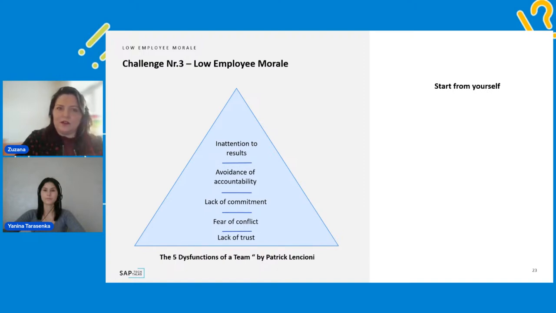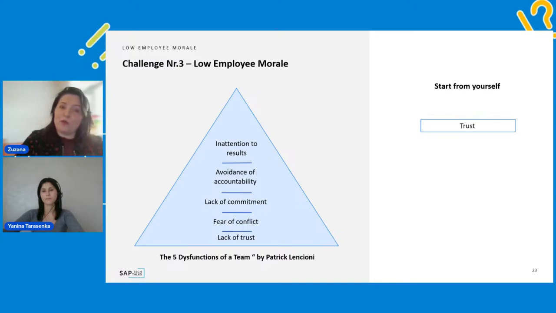Do not wait for others to begin. Start from yourself and be the role model. By being proactive and demonstrating positive behaviors, managers can become role models for their team and contribute to improving the overall team morale. Start with trust. Teamwork begins with building trust. Show the team that you are also vulnerable. It is okay to be human. For example, share a story or a mistake you made and what you learned from that mistake.